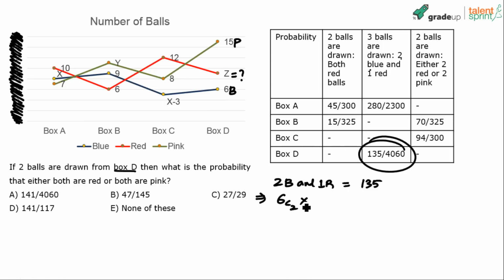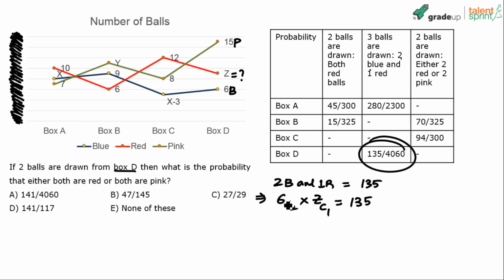6C2 ways. Into 1 red ball. See, there are how many red balls? Z number of red balls, right? Z. These are pink balls. These are red balls, right? In how many ways can you choose 1 red ball out of Z red balls? Z ways basically. ZC1, which is equal to Z. This is equal to 135. So solve for Z first.